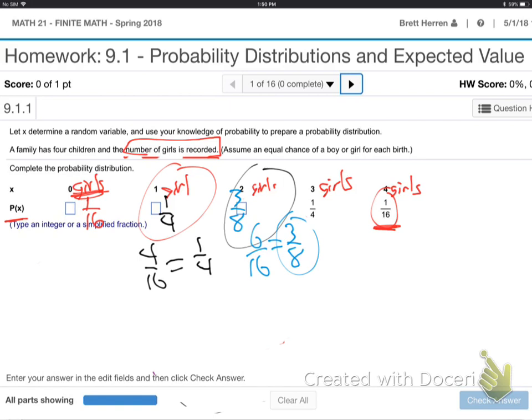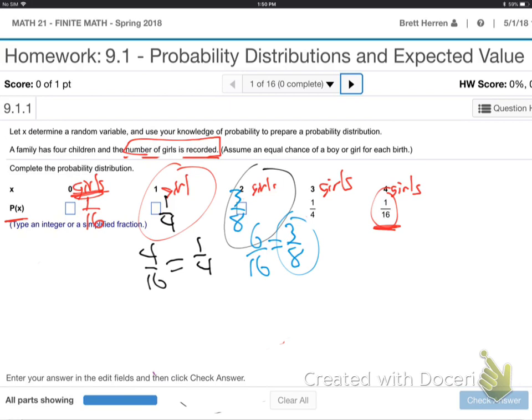That's the probability distribution. Distribution means like passing out, like you distribute something, a flyer or something, right? That's the distribution of the probabilities. That's all the different things that can happen and their chances. That's what a probability distribution is. Is that making sense?